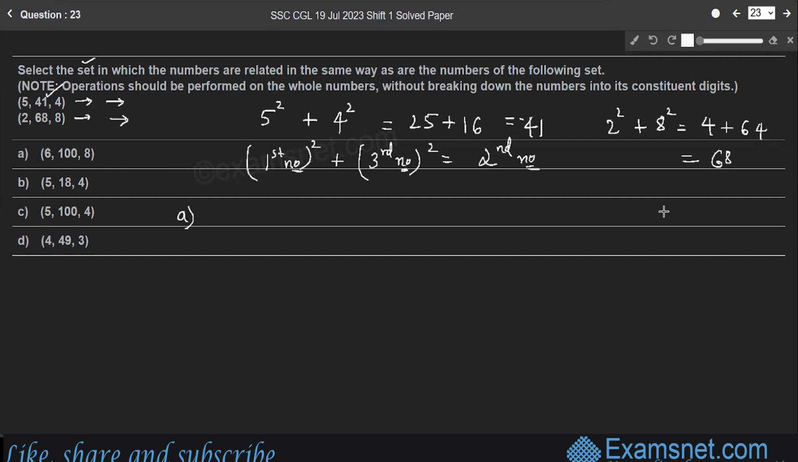So 608. So square of 6 plus square of 8, right? So which is 36 is square of 6, square of 8 is 64, which is equal to 100, which is the second number. Therefore, first set of numbers follows the same logic, in which first number square plus third number square is equal to second number. Option A is the right answer.